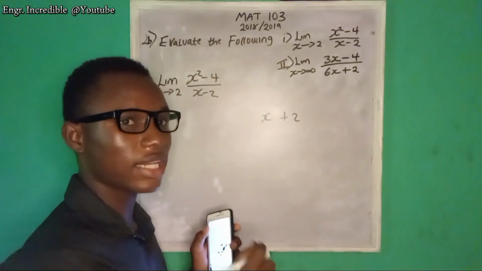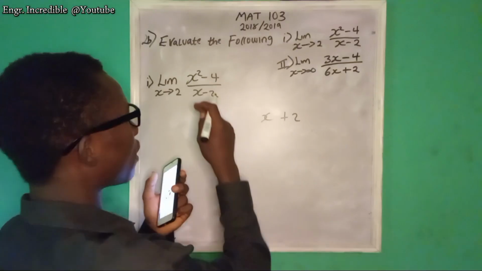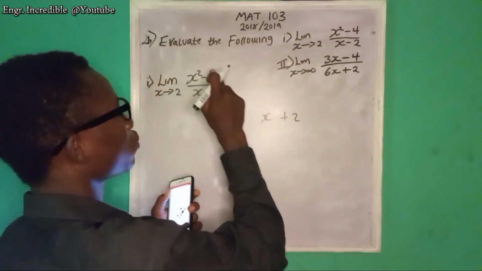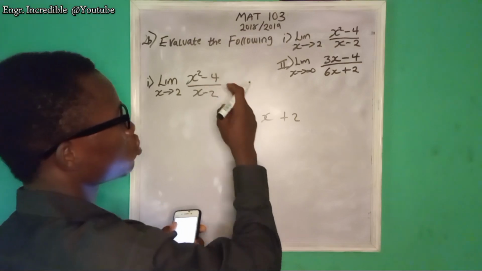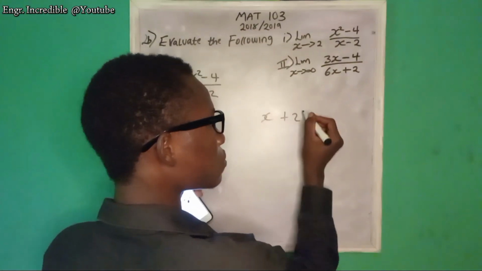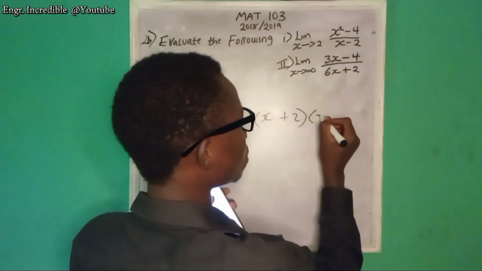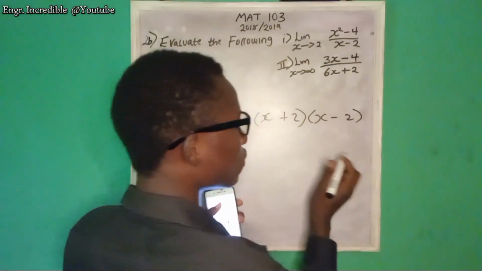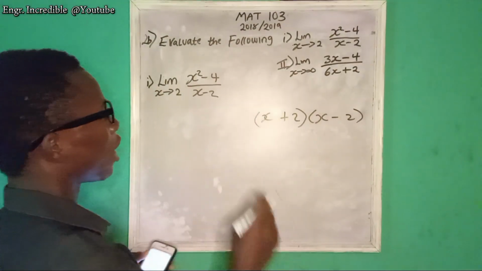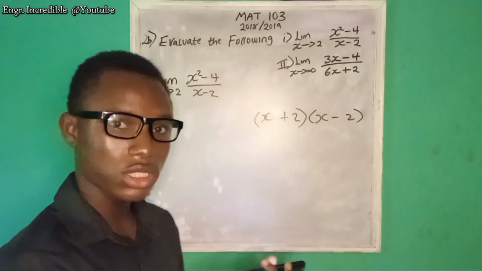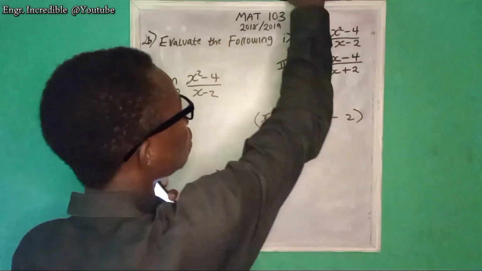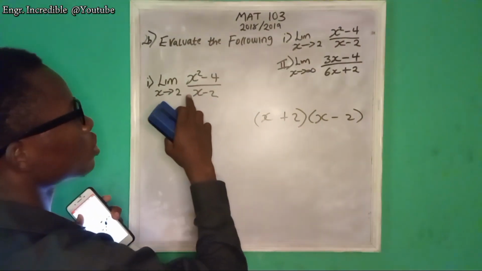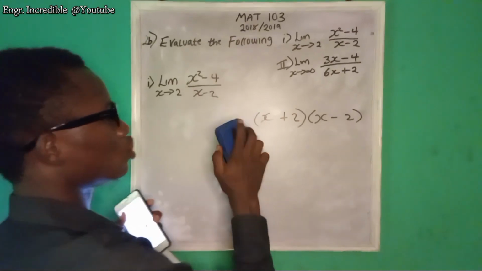We are going to have something like x plus 2, because we are finding the square root of both sides, both x square and 4. So x is in two places, which is x times x, and 2 times 2 would give us 4. So we have x plus 2 times x minus 2. If we multiply both of them together, we get this, and I got it using the difference of two squares. So now this is what we are going to input into this equation here.